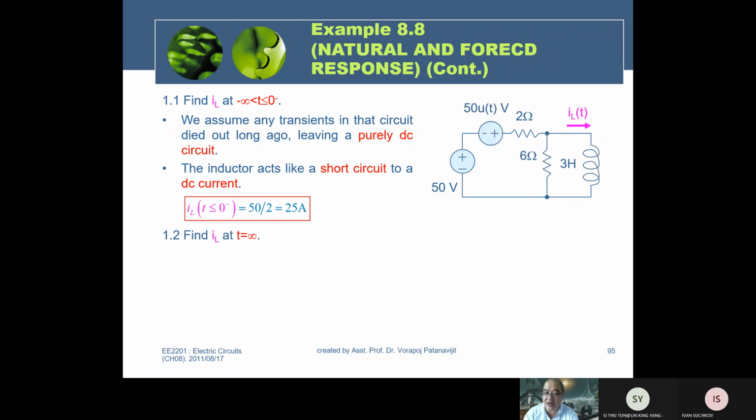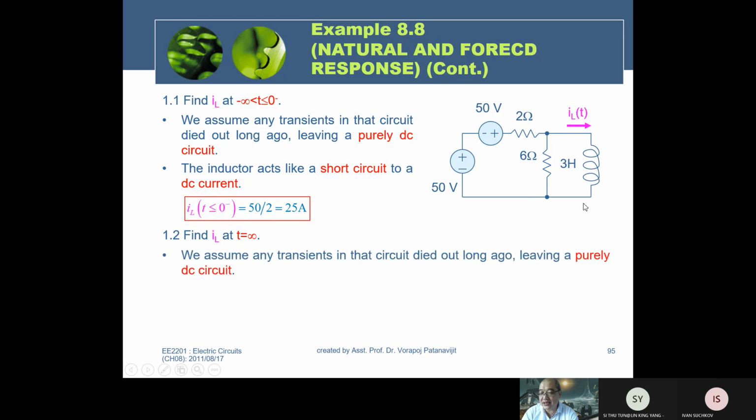And for time infinity, how many sources are activated in this case? Both sources, right? At time infinity, this source is activated too. 50 and 50 are in series together. And the inductor is the same as the previous situation. It performs like a short circuit again.